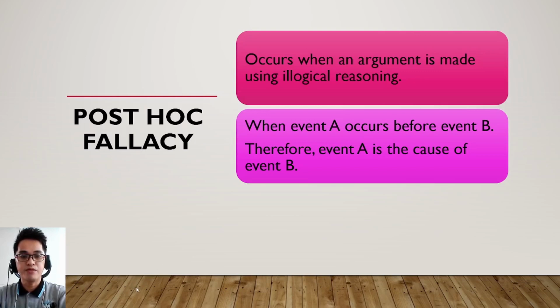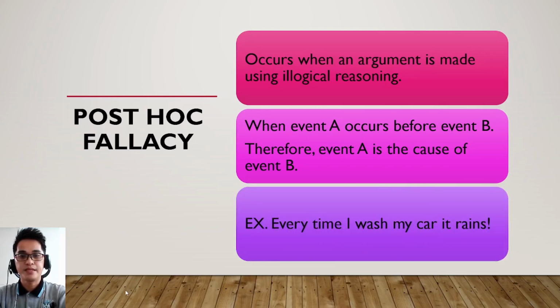Now, one good example is this statement. Every time I wash my car, it rains. In this statement, event A is washing the car, while event B is it rained. Therefore, washing the car is the cause of rain. Well, in reality, this is not true. Washing a car doesn't have any direct relation to why it rained today. It might just be a coincidence that happened maybe once or twice before.